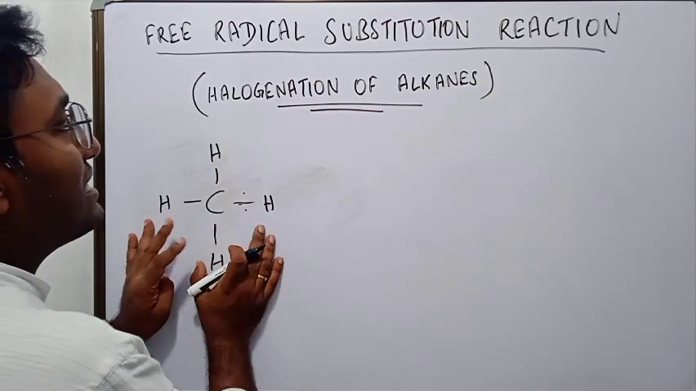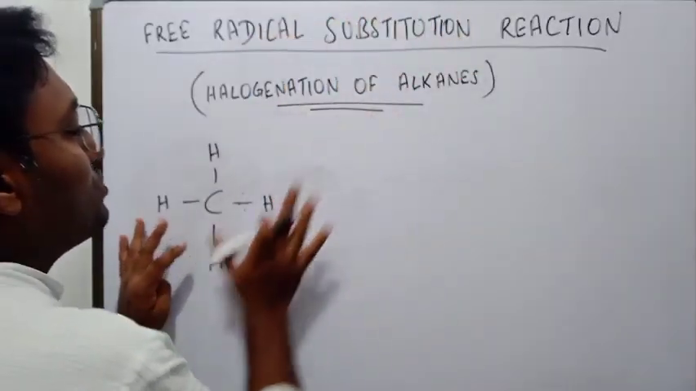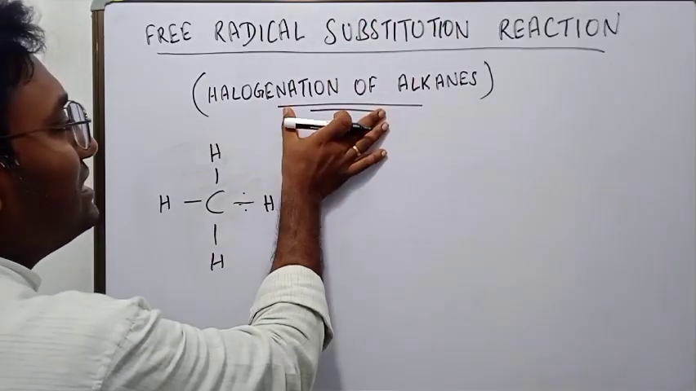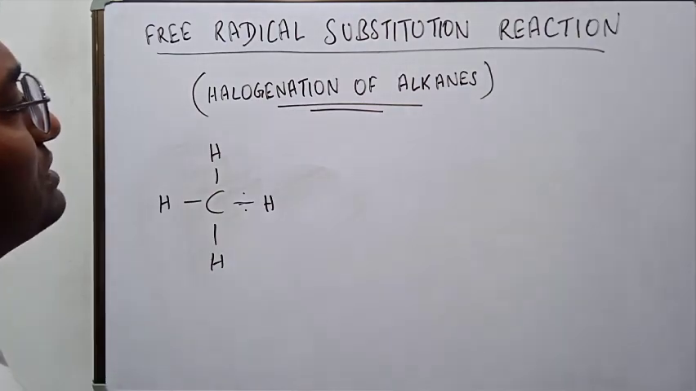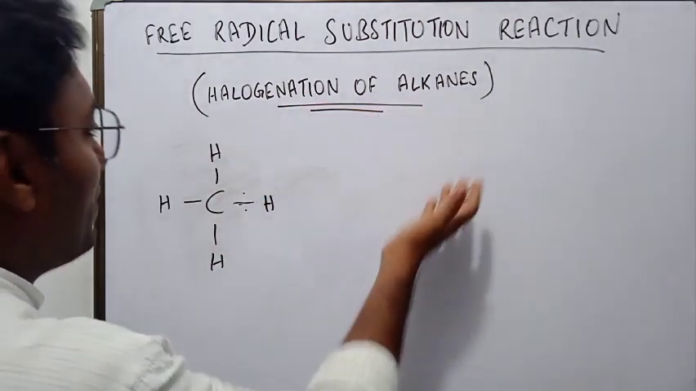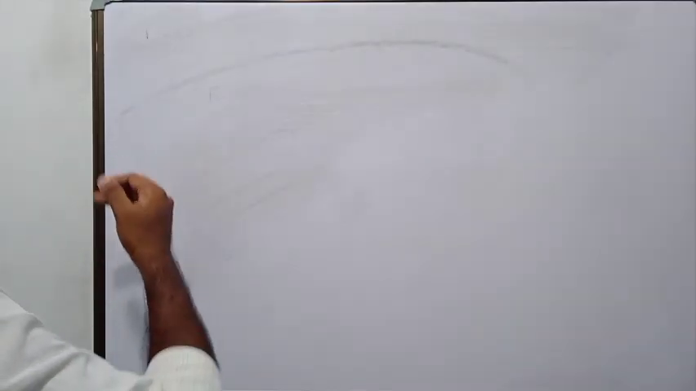So alkane reacts with free radical substitution mechanism. That is seen in halogenation of alkane. So now the question before us is, what is the halogenation of alkane? Okay, so we will see the reaction. Halogenation of alkane is a multi-step reaction. It consists of 4 steps.